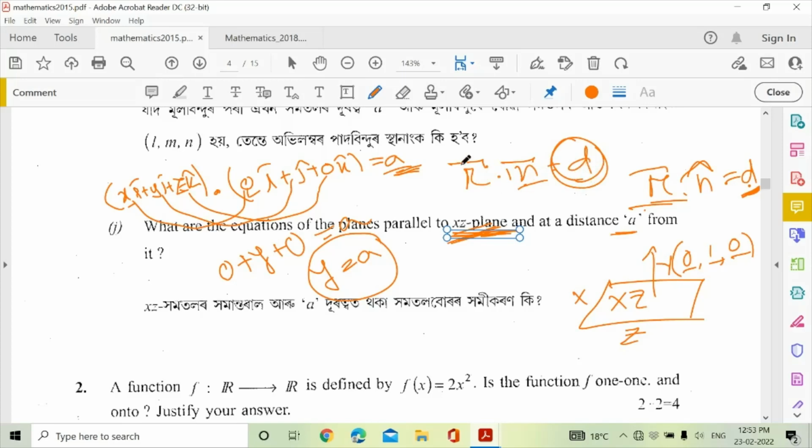to d, where d is the distance. I have put a in place of d. r vector is the position vector x i cap plus y j cap plus z k cap, and n vector means the normal vector. What is the normal to this plane?